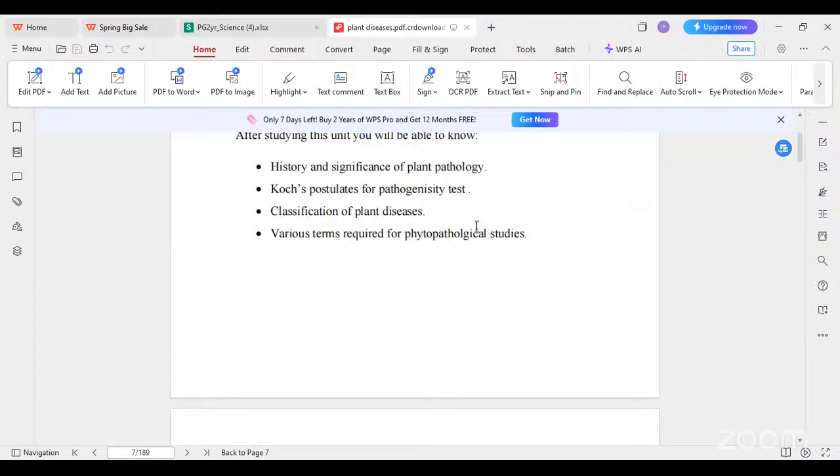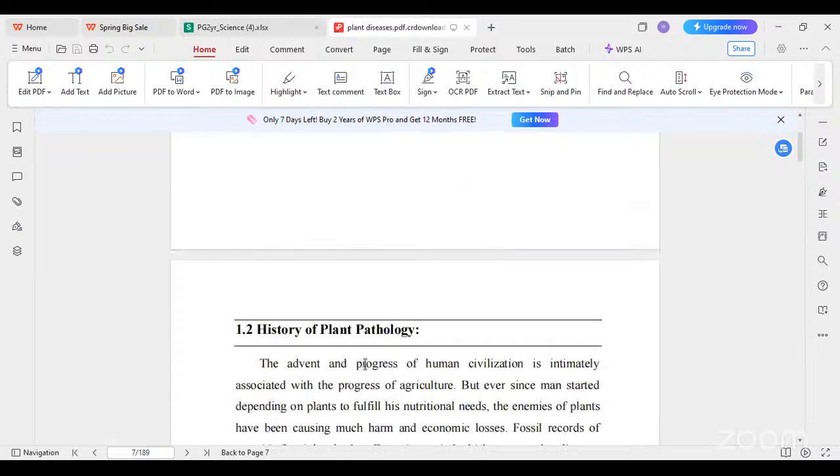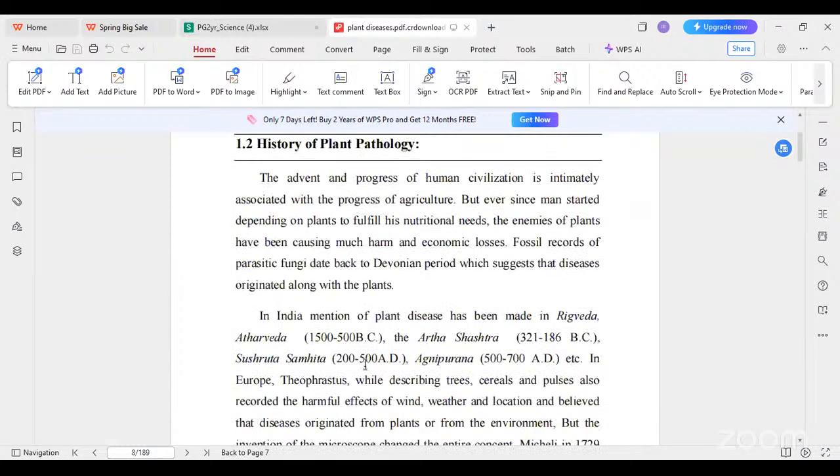The study of this unit covers history and significance of plant pathology, Koch's postulates, pathogenesis tests, classification of plant diseases, and various terms required for pathological studies. What is the history of plant pathology?